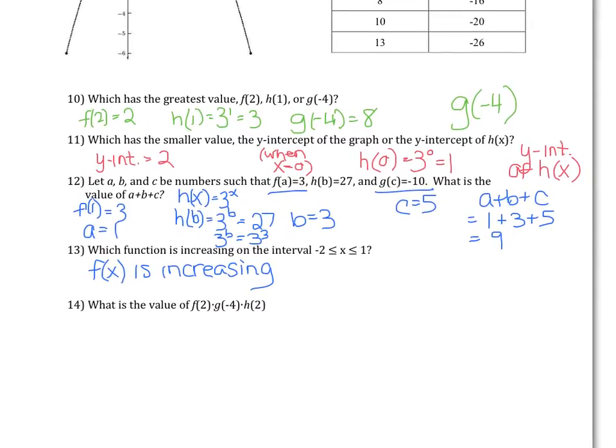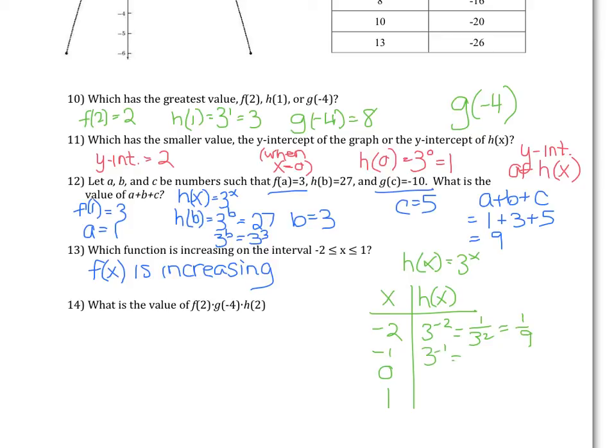Finally, I need to look at h of x. Well, h of x, remember, is 3 to the power of x. So when x is negative 2, we have negative 2, negative 1, 0, and 1. 3 to the power of negative 2 is 1 over 3 squared, which is 1 over 9. 3 to the power of negative 1 is 1 over 3. 3 to the power of 0 is 1. 3 to the power of 1 is 3. So we can clearly see that it is increasing. So h of x is also increasing on this interval.